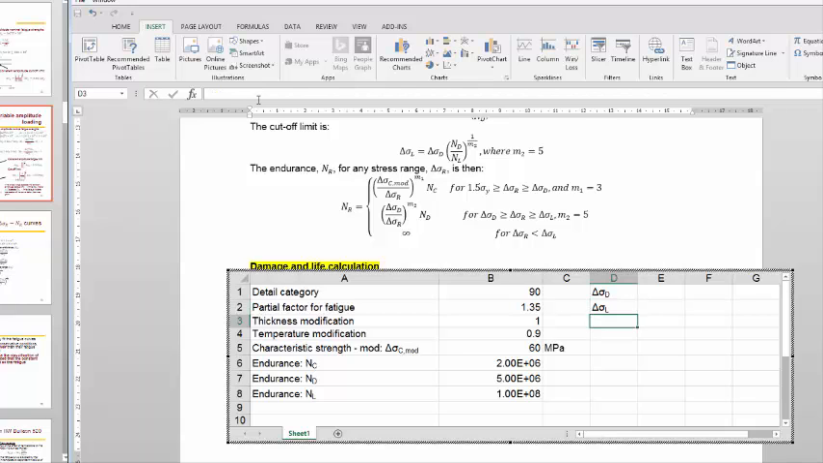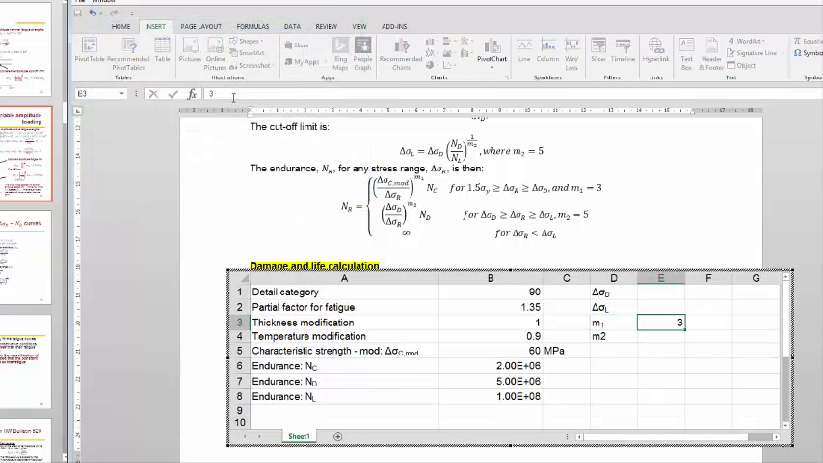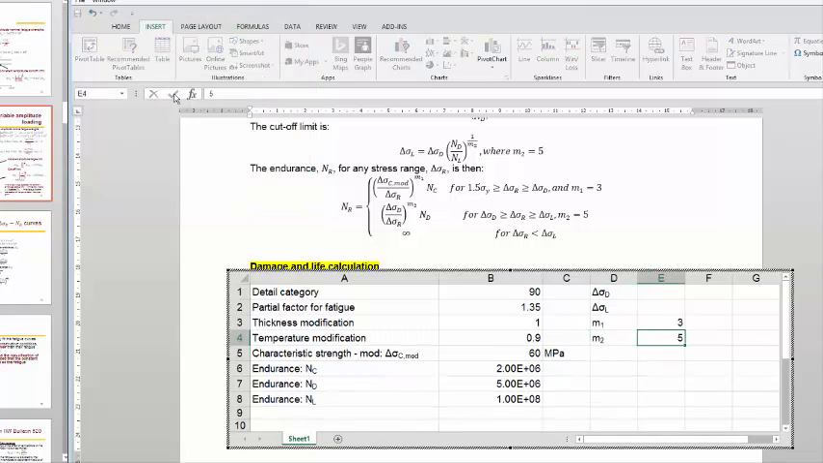There we calculate the cutoff limit, and then of course we need two characteristics of the SN curve. We need M1 and we need M2, okay? And M1 is equal to 3, and we know M2, the second part of the SN curve, is equal to 5. Right, so here we can calculate now delta sigma D.